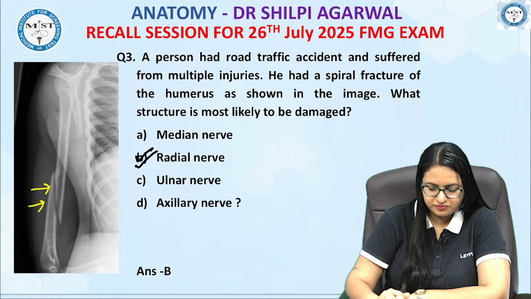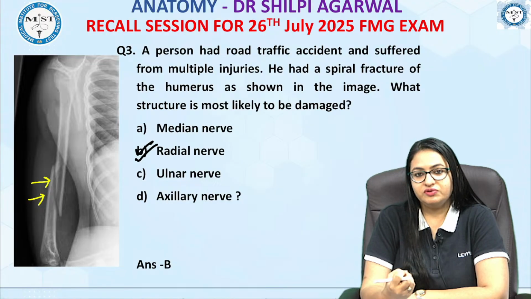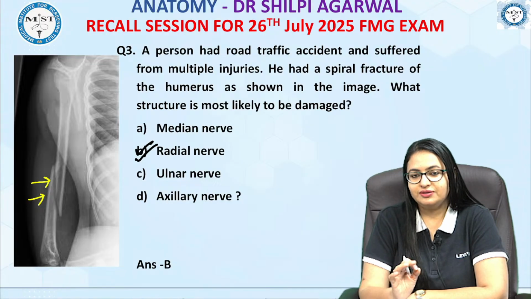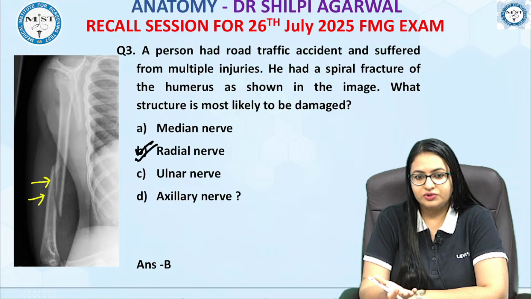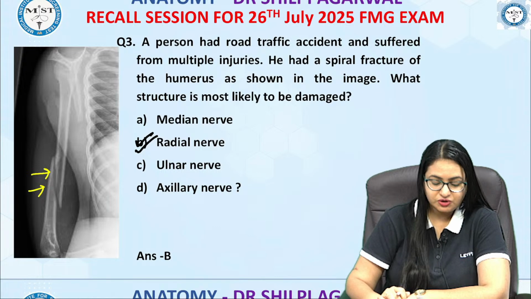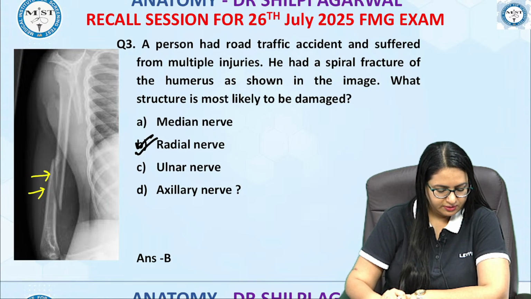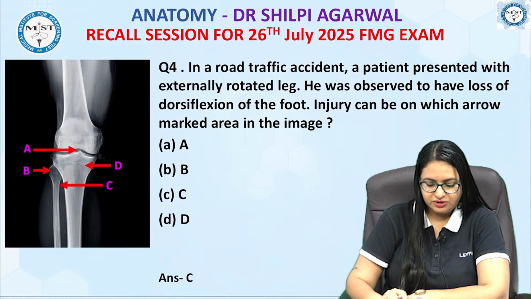The X-ray image was actually given, and even if the X-ray is not given, they must have specified a spiral fracture of the shaft of the humerus, or towards the middle of the shaft. Yes, there was the same image, the X-ray of the mid shaft humerus. Fine, that's great. Now coming to the next question.